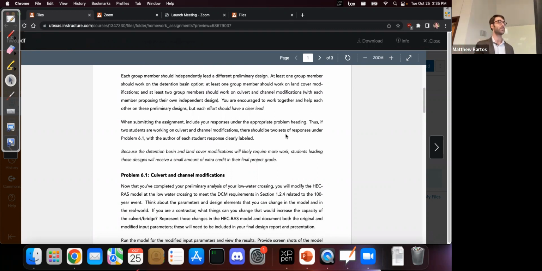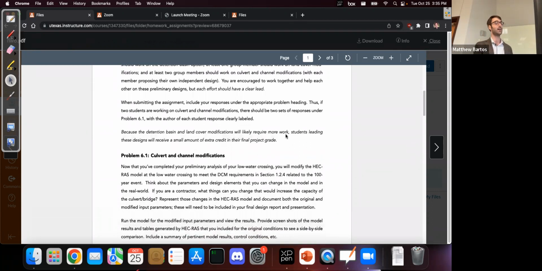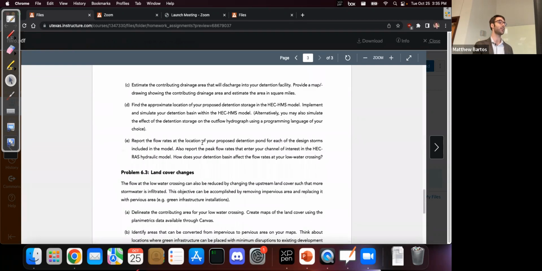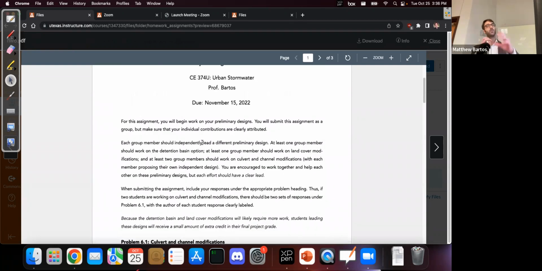So for instance, when you turn in the homework, you'll have sections for problem 6.1, problem 6.2, problem 6.3. So you include your preliminary design under that heading. If, for instance, 2 people are doing culvert and channel modifications, you'll submit under problem 6.1 the first student's independent preliminary design, and then the second student's independent preliminary design. So you're encouraged to work together, but each of these preliminary designs has to have a clear lead.